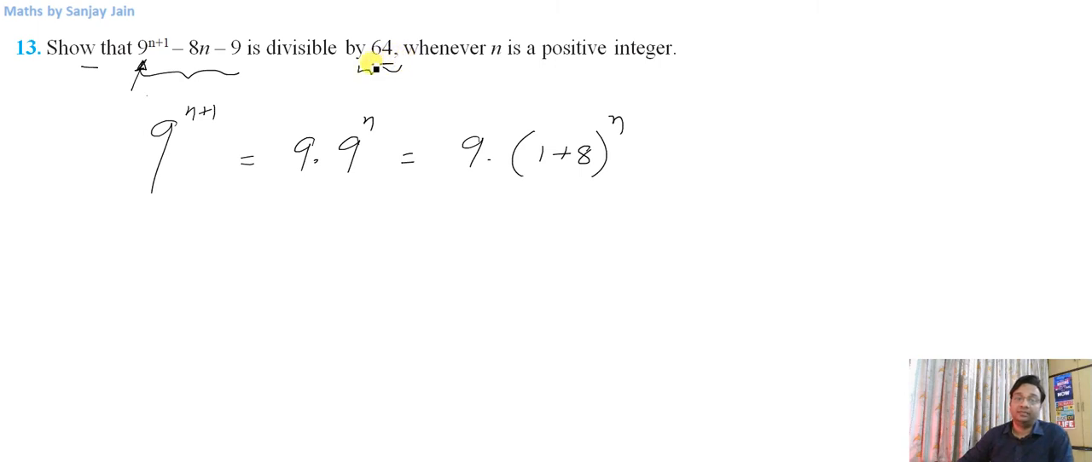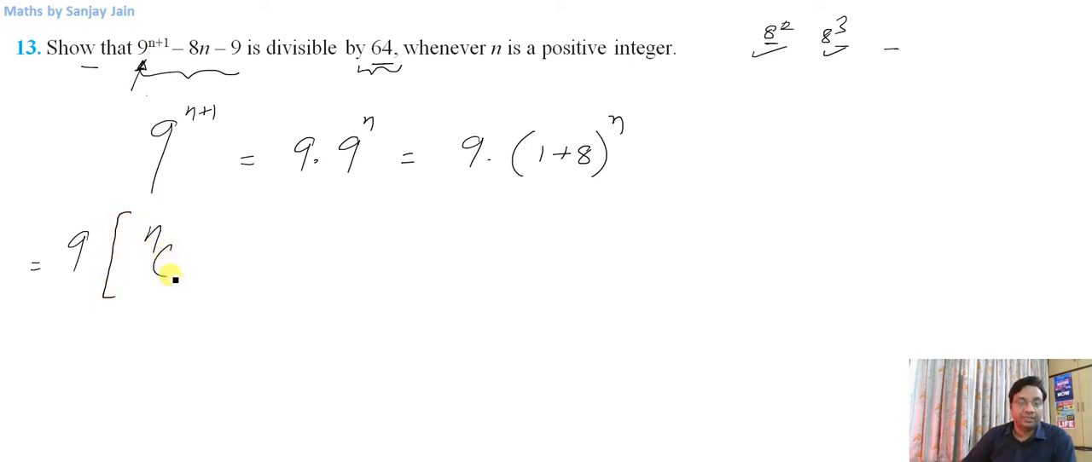So when I'm dividing something by 64, I would like that to be in these powers, 8 raised to power 2, 8 raised to power 3, etc. Now this will be completely divided by 64, this will be completely divided by 64. That is why I have taken it as 1 plus 8 raised to power n. Okay. If you do enough number of questions, you will get the idea how to bring this expression into this form. So 9 into 1 plus 8 raised to power n, let us expand it.